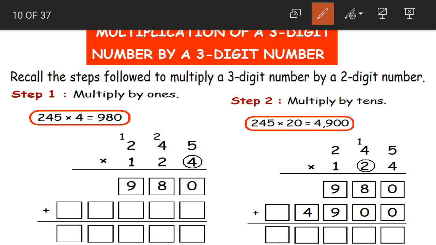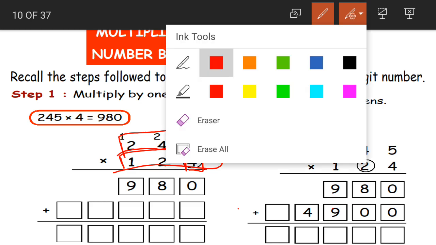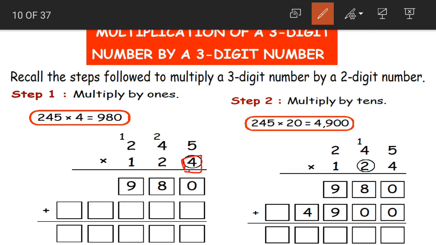First, what we'll do, we'll multiply with ones and then we'll multiply with tens. Yes, in the same way here also we should do. Now what number do we have here? 245 into 124. First we need to multiply this 245 by the digit in the ones place. Yes, so what do we have in the ones place? 4. 4 fives are 20.